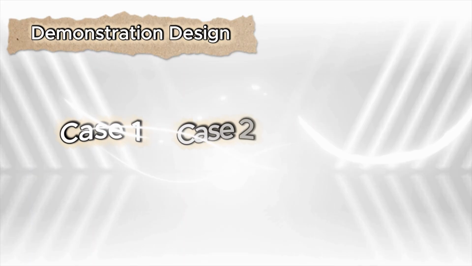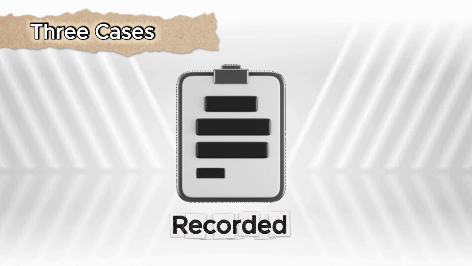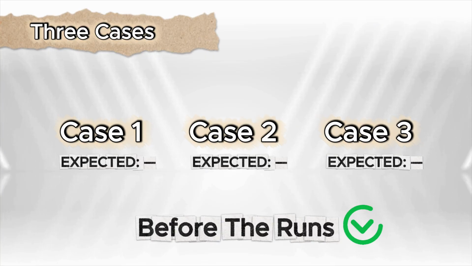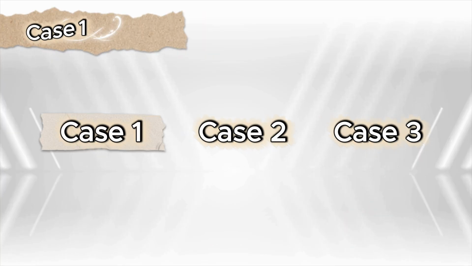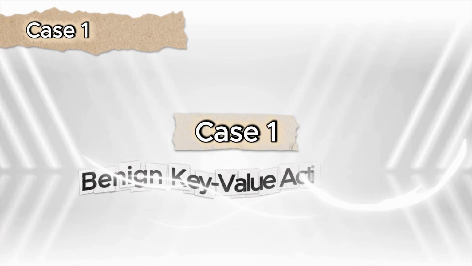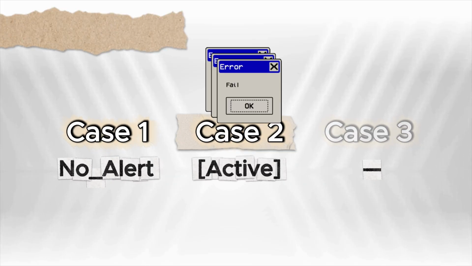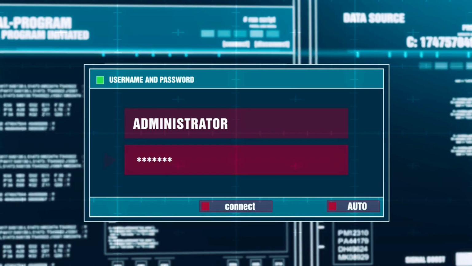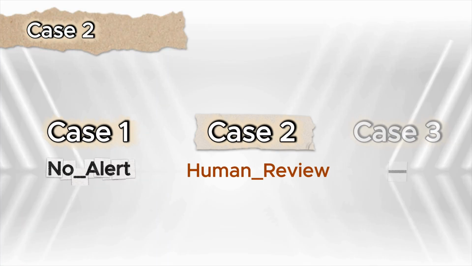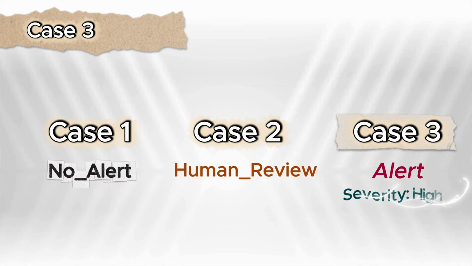Now we will demonstrate this complete control path using real log evidence. We selected 3 cases for contrast, and we recorded the expected outcomes before reviewing the observed results. The first case contains supported benign key-value activity and should remain no_alert. The second contains repeated authentication failures without a later successful login and should be referred for human_review. The third contains 5 failed logins followed by a successful login and should produce an alert with high severity.